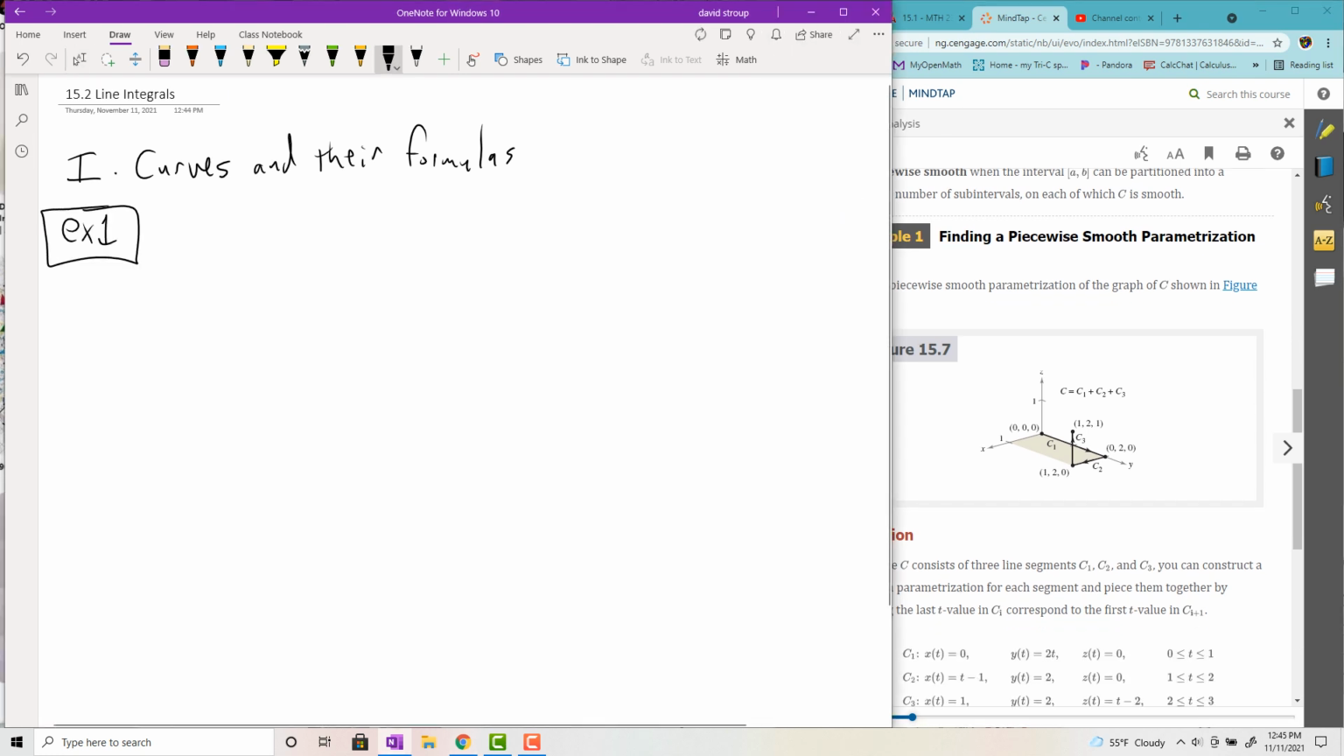We already gave you a tool for developing equations of lines, vector valued equations for lines in space and in the plane. Here we have three lines that we're worried about: from 0, 0, 0 to 0, 2, 0, and then from 0, 2, 0 to 1, 2, 0, and then from 1, 2, 0 to 1, 2, 1. Okay, so C1 goes from 0, 0, 0 to 0, 2, 0.